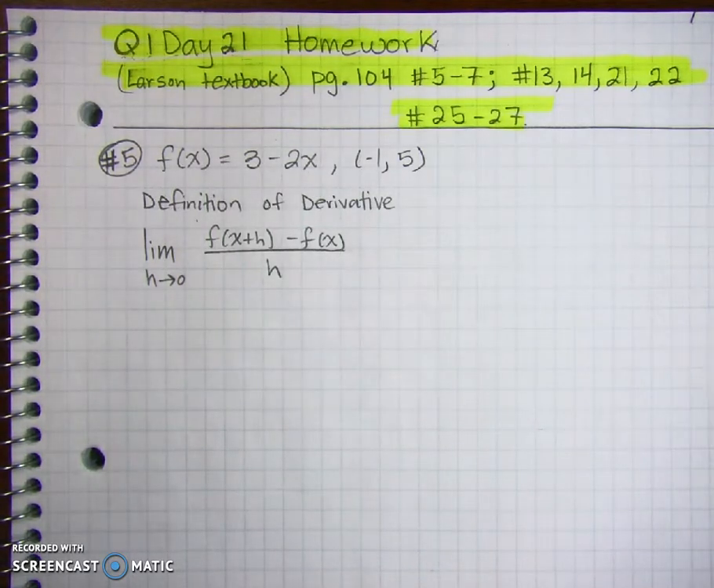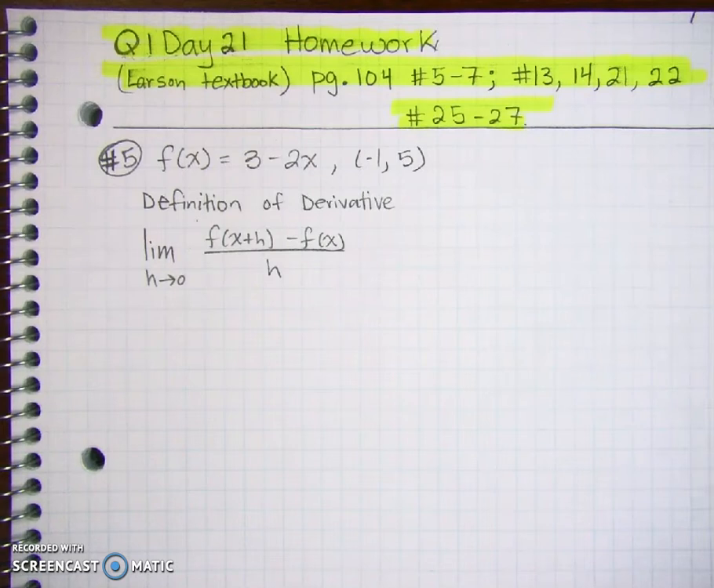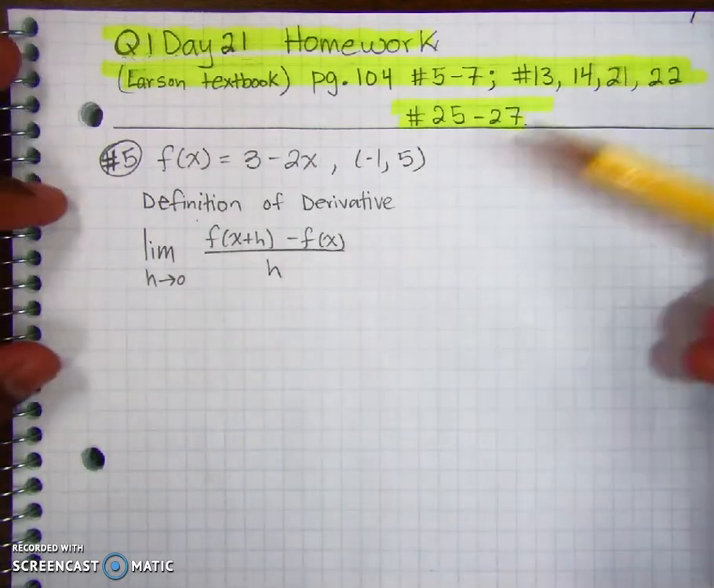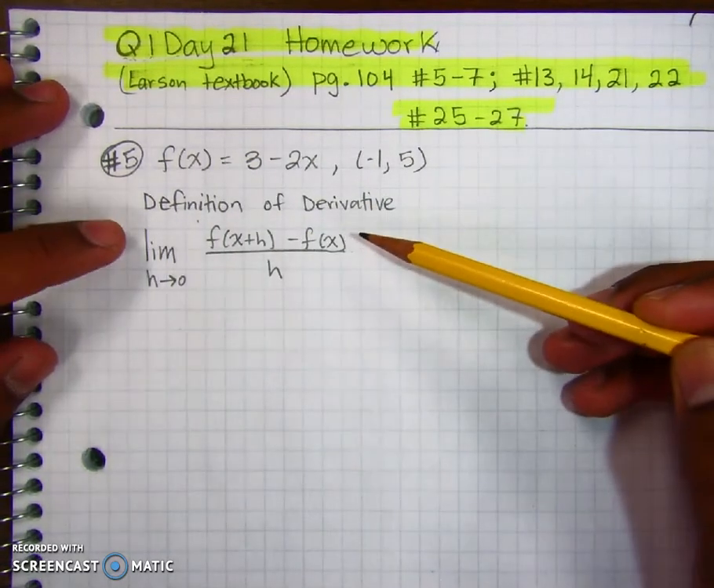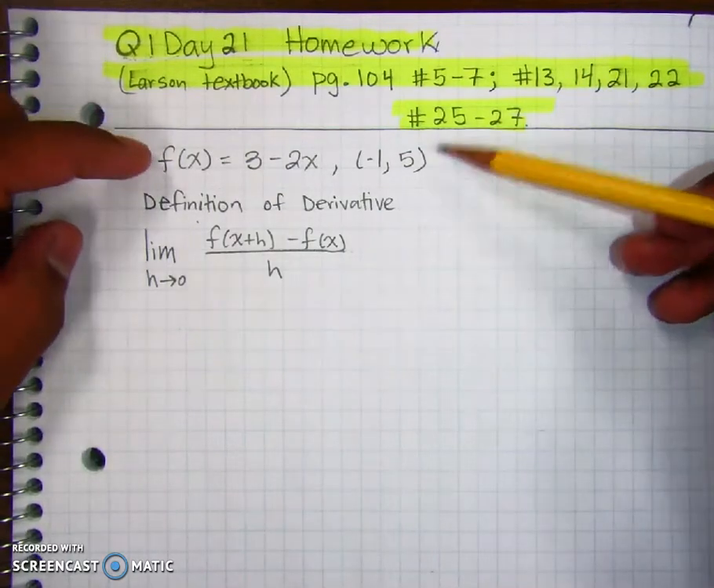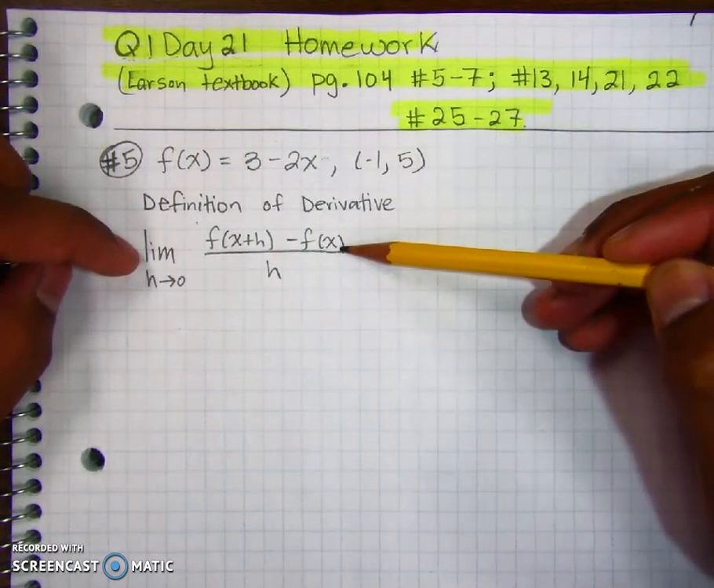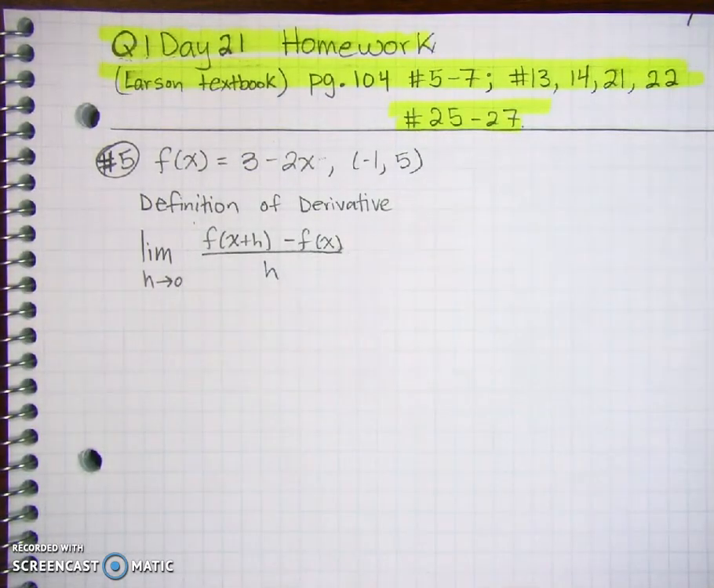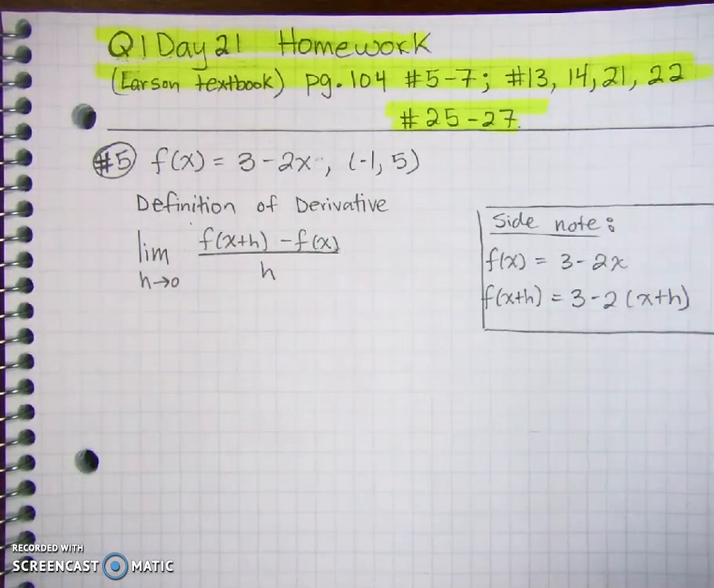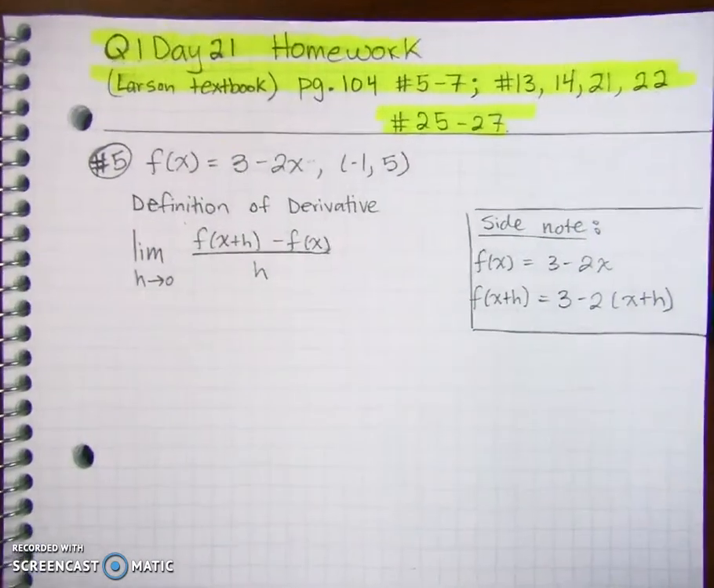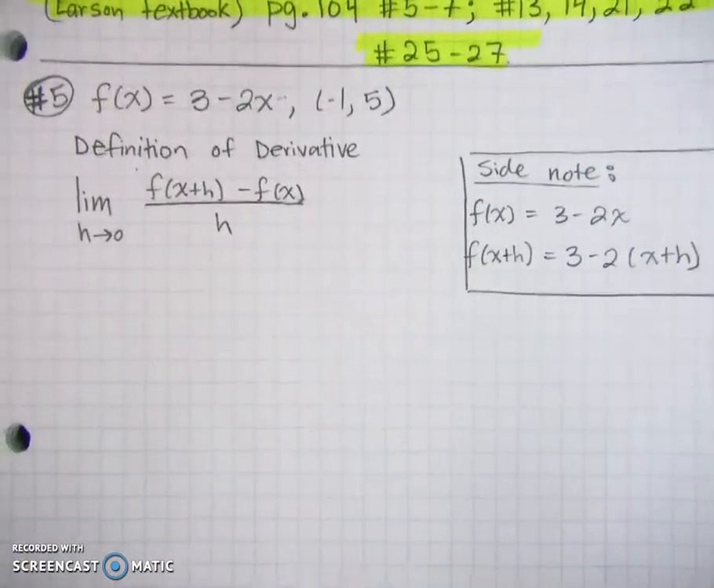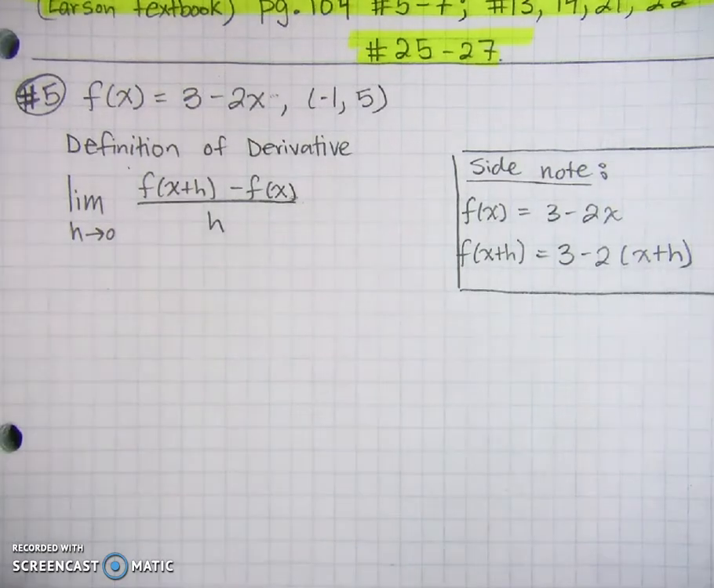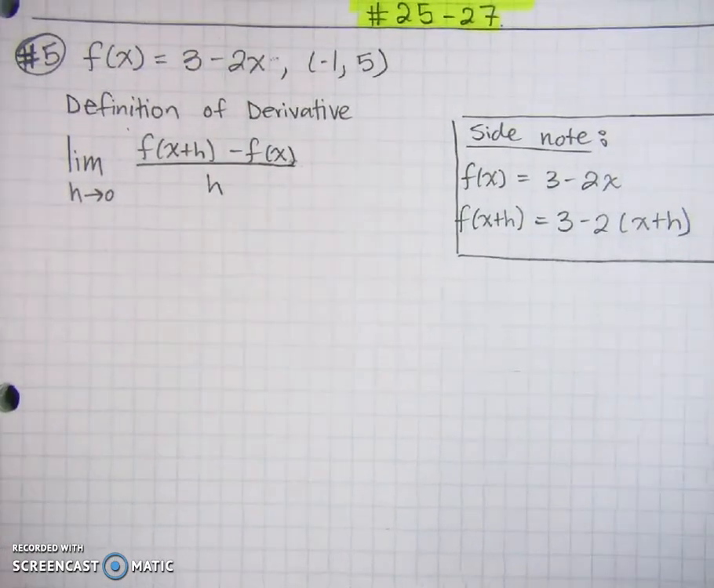And by definition, based on the notes that you took, it's the limit of f of x plus h minus f of x over h as h approaches 0. So before we can apply the f of x, 3 minus 2x, to this definition, we need to find f of x plus h. So we'll do that as a side note. So if f of x is 3 minus 2x, f of x plus h will be 3 minus 2 times x plus h.